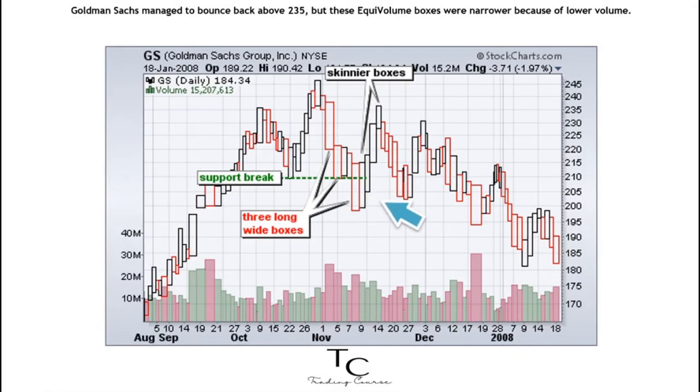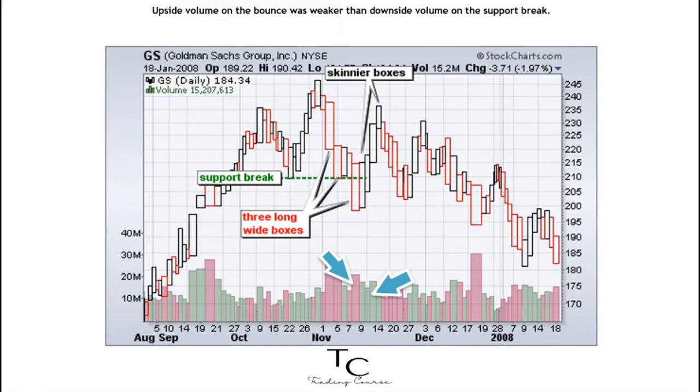Goldman Sachs managed to bounce back above 235, but these EquiVolume boxes were narrower because of lower volume. Upside volume on the bounce was weaker than downside volume on the support break. Lacking conviction, this bounce failed and the stock moved to new reaction lows over the coming months.